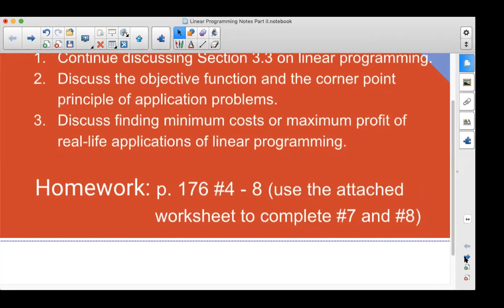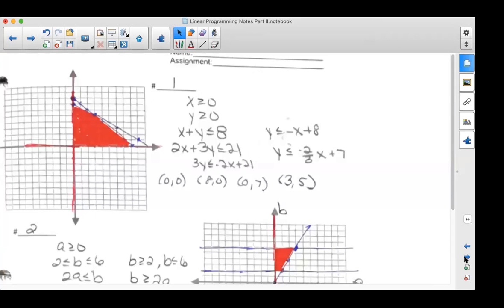It was a worksheet. The first, I think, 4 problems of the worksheet were more like creating inequalities, but the last 4 problems were the graphing. So this is the first of the graphing, and I just want you to check your graph and see if it looks similar. But I have the 4 inequalities. X is greater than or equal to 0, y is greater than or equal to 0, x plus y is less than or equal to 8, 2x plus 3y is less than or equal to 21. And then, of course, the inequalities in y equals form I have right next to them.